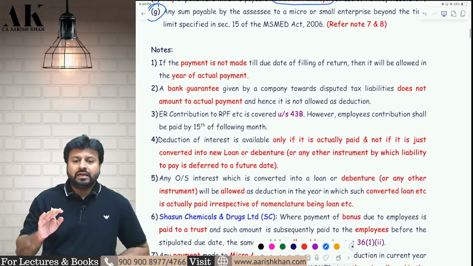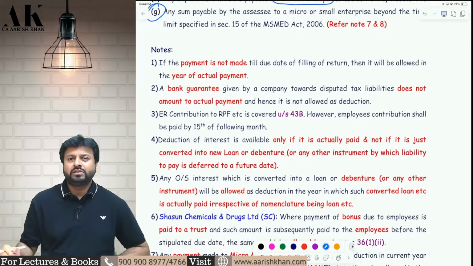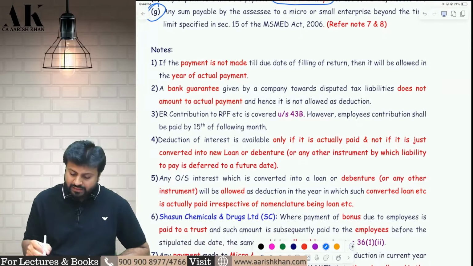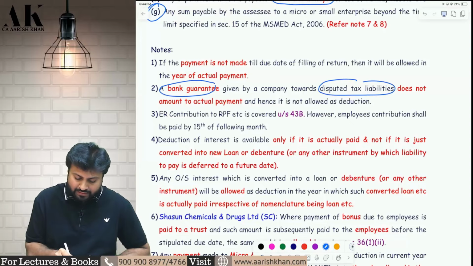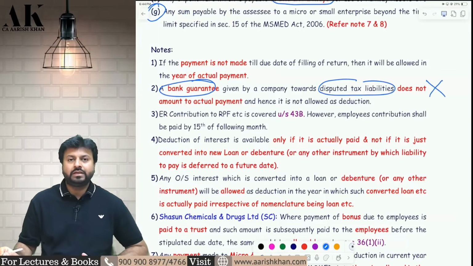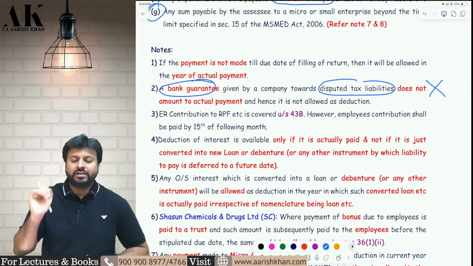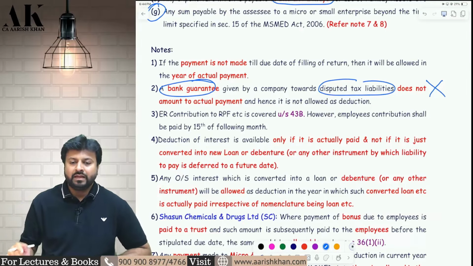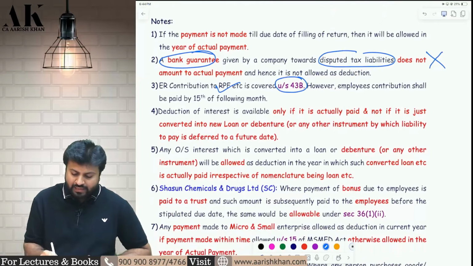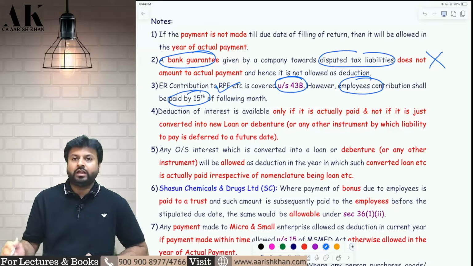Okay. Now, I have to make some payment to the state government for taxes. Instead of making the payment towards the taxes, I am giving a bank guarantee. Will that be allowed as a deduction? The answer is no. Giving a bank guarantee does not amount to actual payment. You have to actually pay to the government, then only it is allowed. Otherwise, it is not allowed. Next point. Employer contribution you have to pay as per 43B, but employees contribution, I have told you multiple times, you have to pay by 15th of the following month.